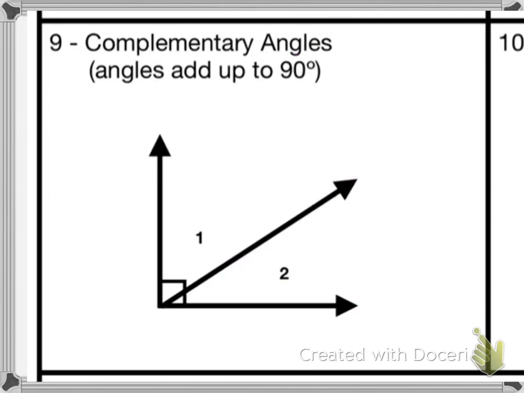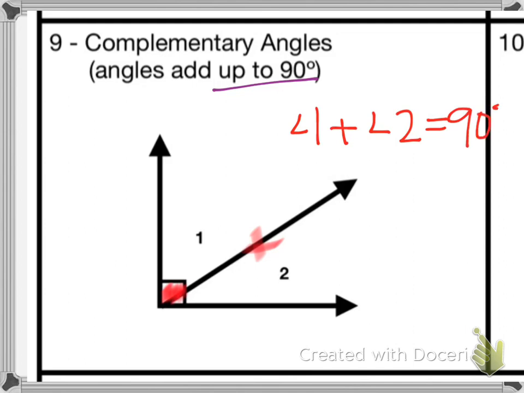And then this is going to be a review from yesterday. So here we have complementary angles, angles that add up to 90 degrees. And so remember that yesterday we talked about the little square. So the little square tells us that these two angles add to 90 degrees. And so the way you would set this up is that angle 1 plus angle 2 is going to equal 90 degrees. So once again, these are complementary angles.